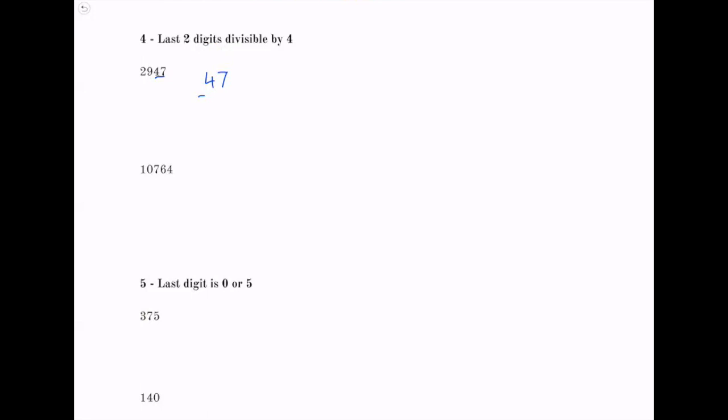So for 47, we can subtract off multiples of 4. We know 40 is a multiple of 4, right? It's 4 times 10. Now we're left with 7. Now we can subtract 4, which is just 4 times 1, and get 3. And is 3 divisible by 4? No. Since 3 is not divisible by 4, 2947 isn't either. So let's just try another example.